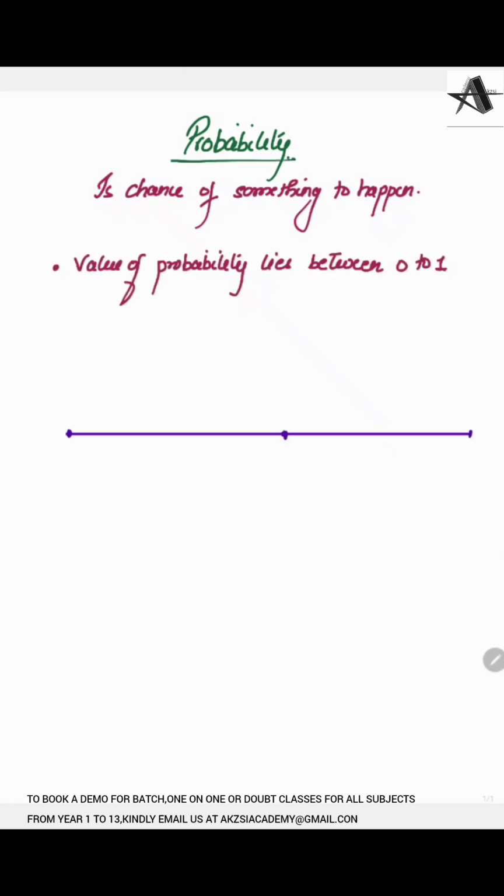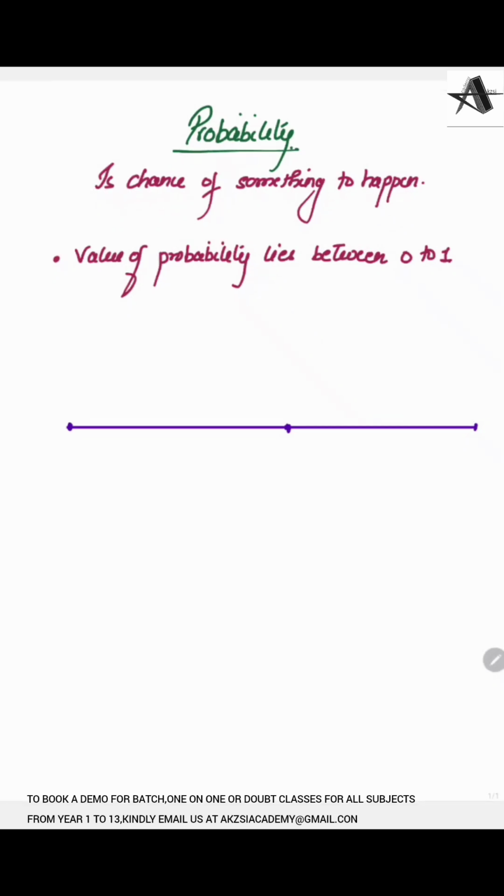Now let me show a probability scale, because as I told you, in mathematics we give probability by numbers. So there should be a scale by which we can know what the value is. To understand the scale, you should know that the value of probability lies between 0 and 1. Say for example you have calculated a probability and it comes out to be greater than 1 or less than 0, it's a wrong answer.